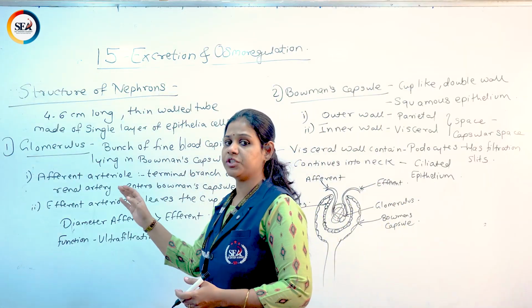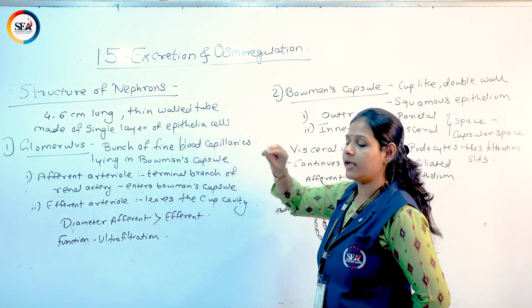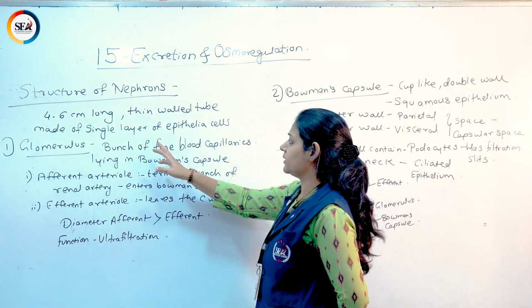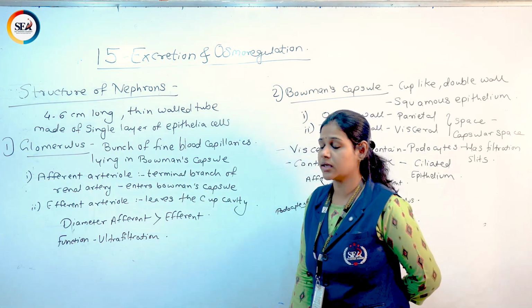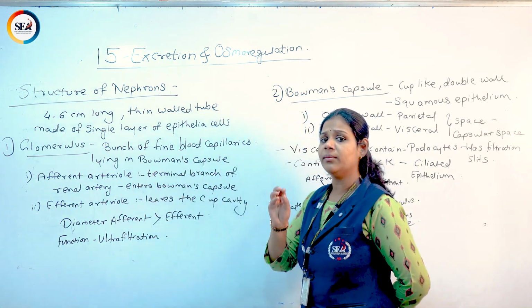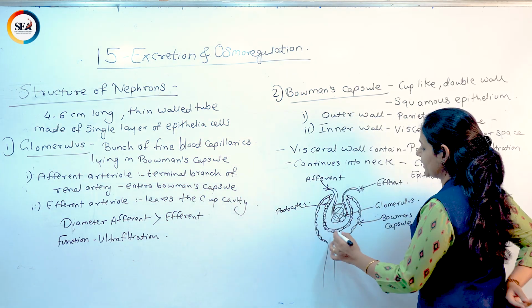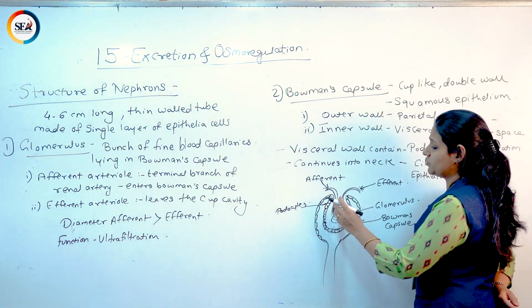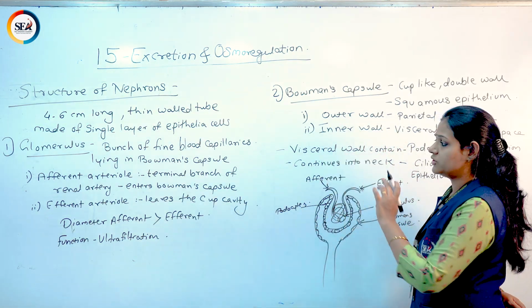The next point is the structure of nephrons. Here the nephrons are 4 to 6 cm long, thin-walled tubes, and they are made up of a single layer of epithelial cells. First part is the glomerulus. The glomerulus is a bunch of fine blood capillaries lying in the Bowman's capsule. This is the Bowman's capsule and these are the blood capillaries which lie in the cup cavity of the Bowman's capsule. These are called the glomerulus.